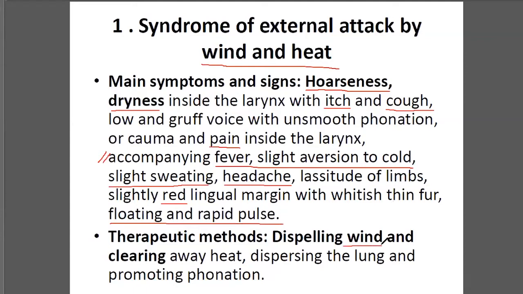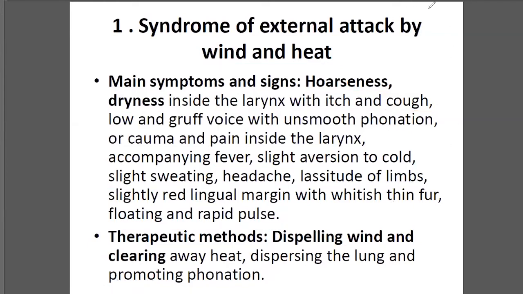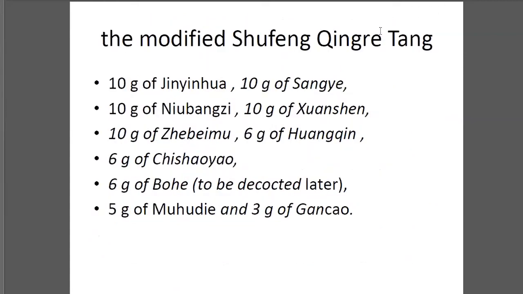So we still disperse wind and clear heat, and benefit the lung and benefit the throat. The formula we use, we talked about this formula before. 疏风清热, 疏风 means express wind, 清 means clear, 热 means heat: express wind, clear heat, which we talked about in the last illness.